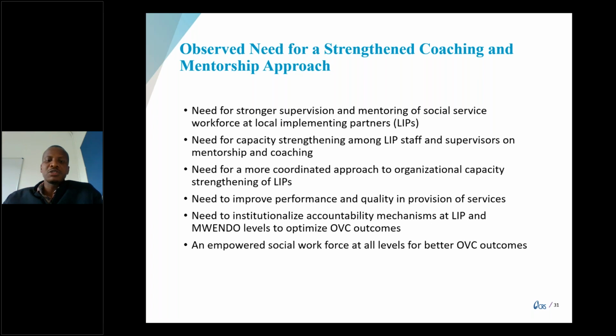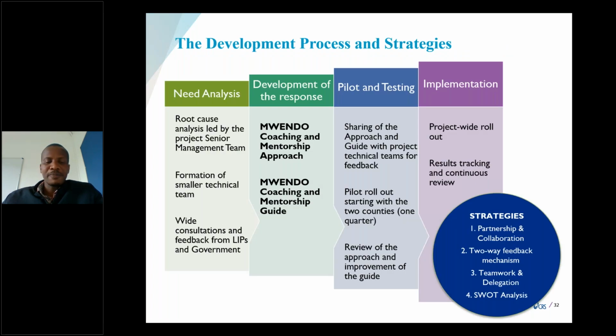Then there was a need for institutionalized accountability mechanism at LIP level to optimize OVC outcome. That was very critical. And then we realized that empowered social workforce at all levels will yield better outcomes for service delivery. And therefore, we had to embark on a process of identifying those areas that we need to work on to improve our mentorship and coaching as a project. Next slide.